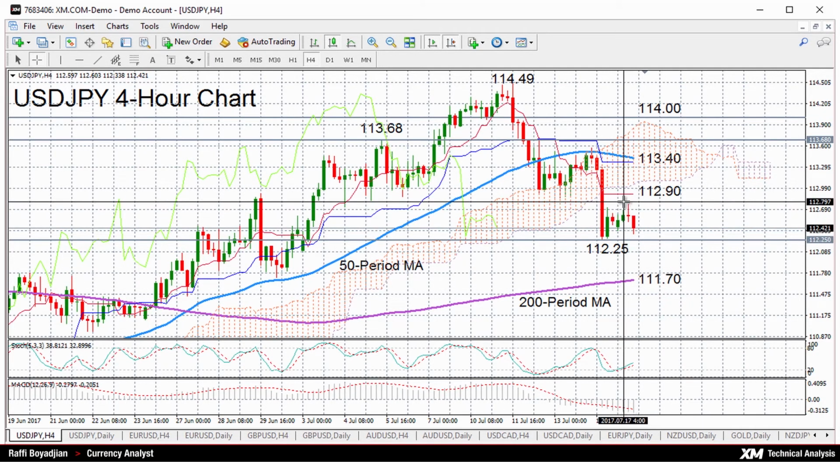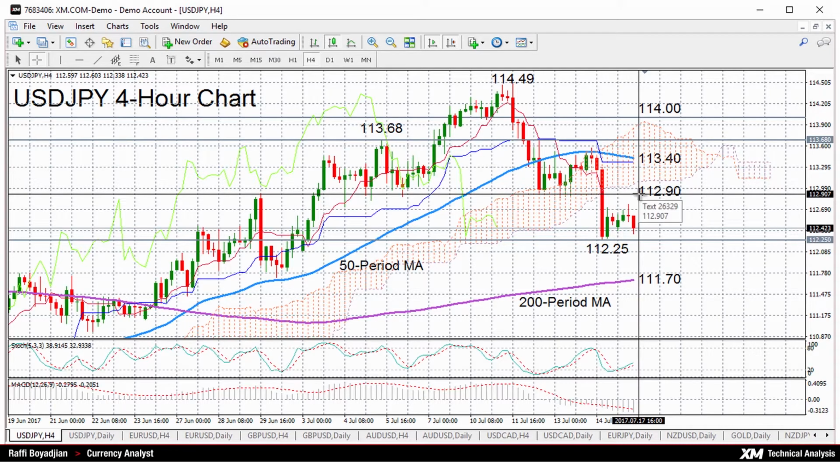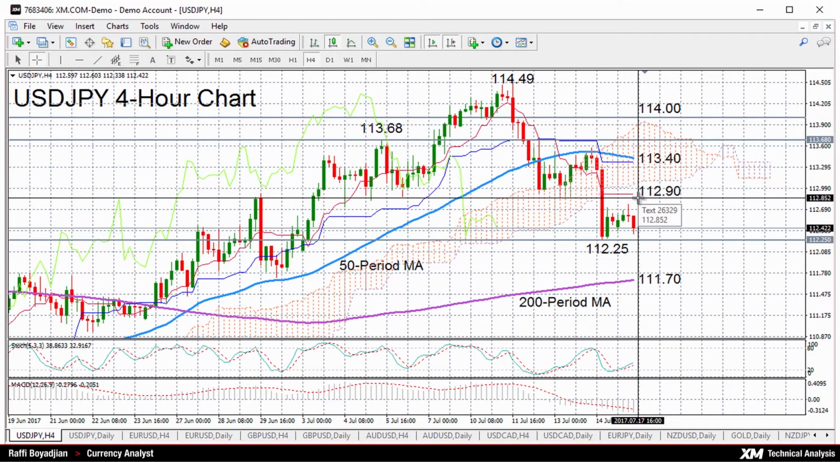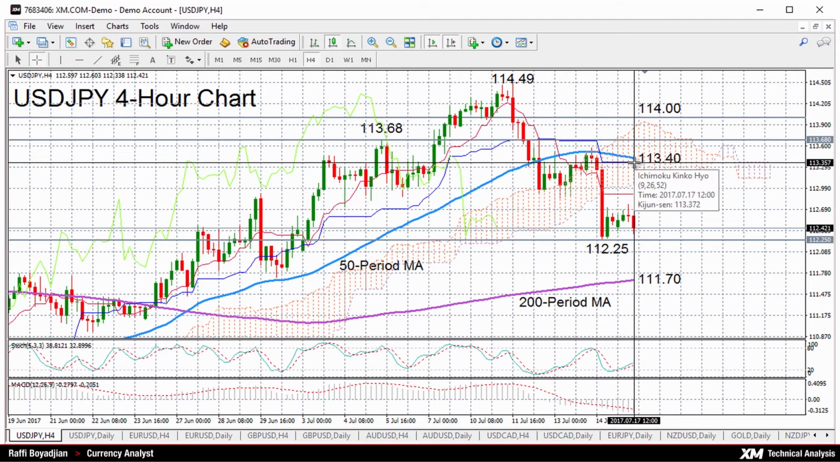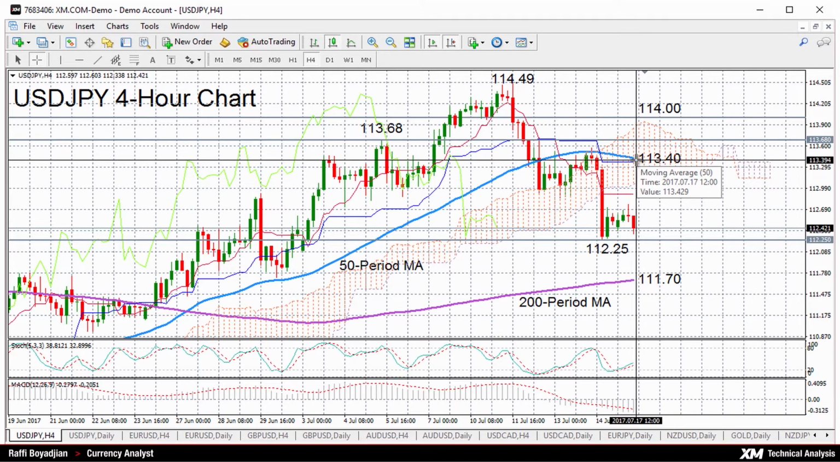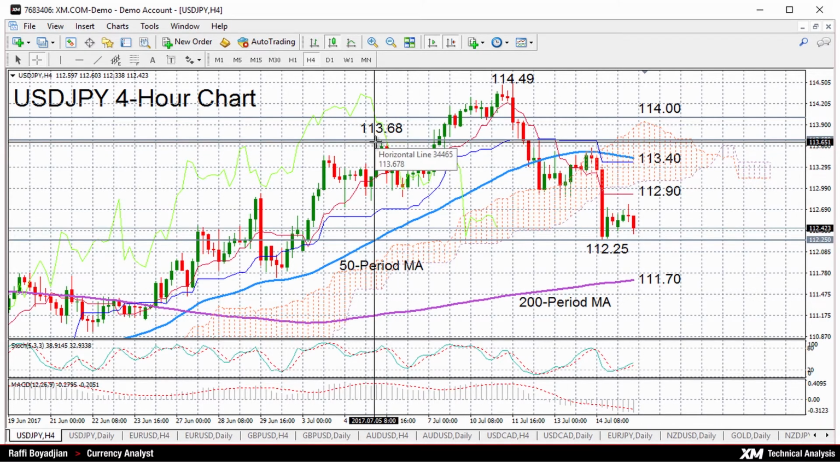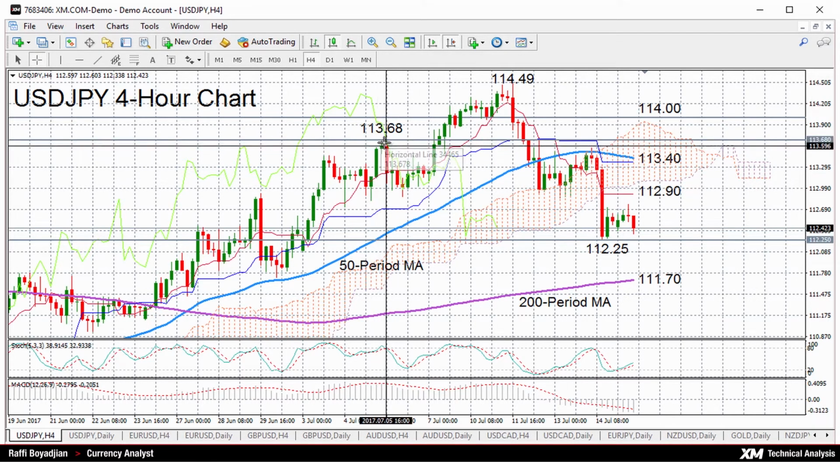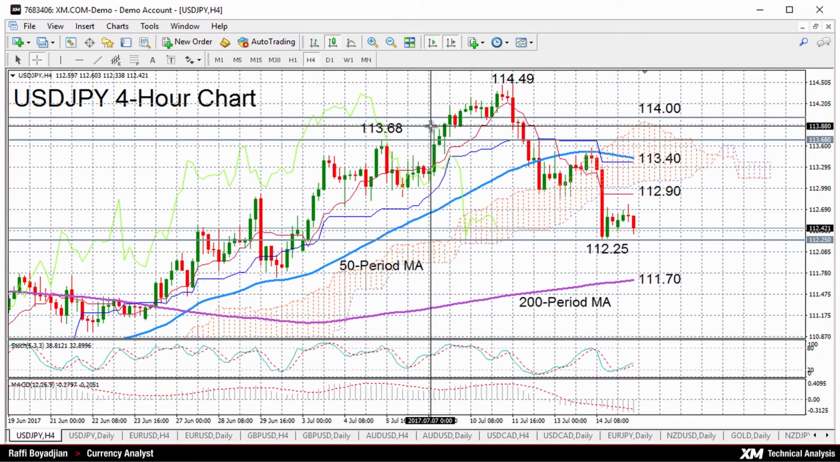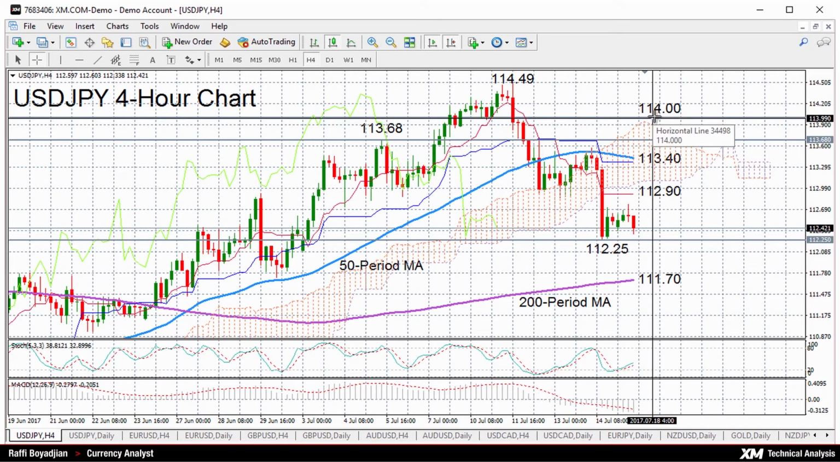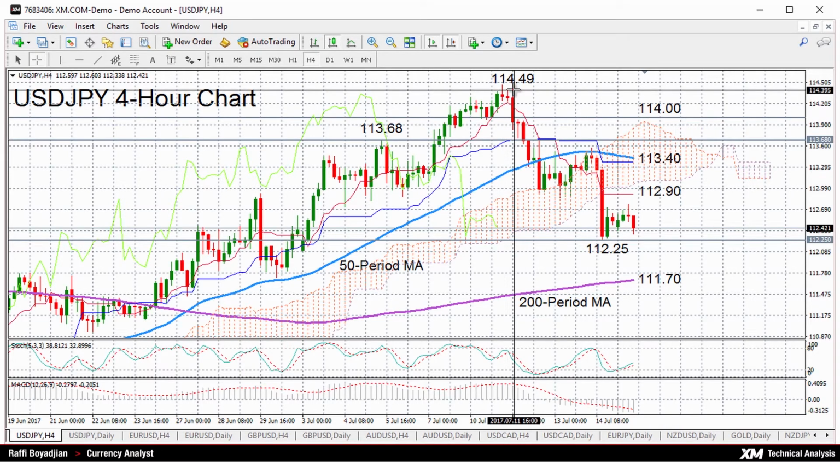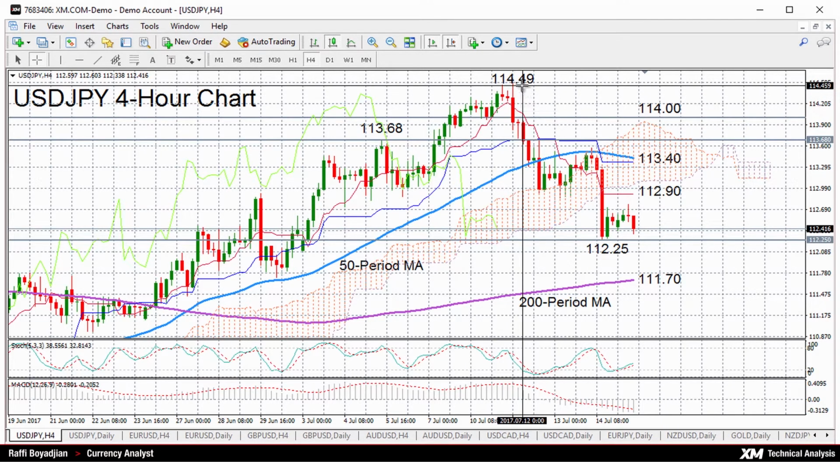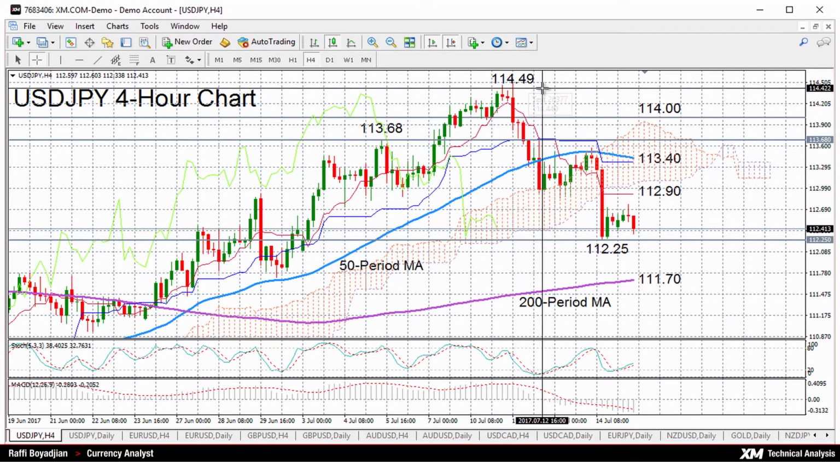111.70, while just above that we should get immediate resistance at the 112.90 level, followed by the 50 moving average at 113.40, and above that we have the previous peak from back in May of 113.68, and then above that we do have the 114 handle, followed by July's peak of 114.49.